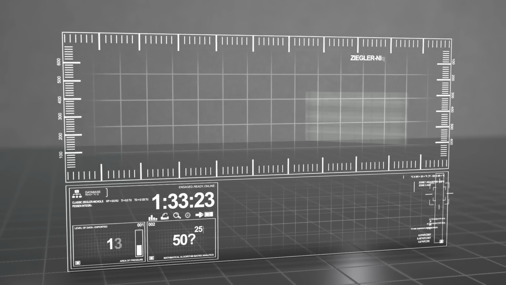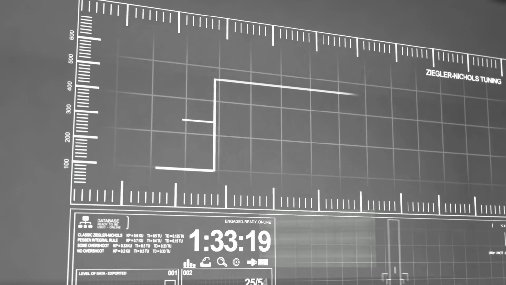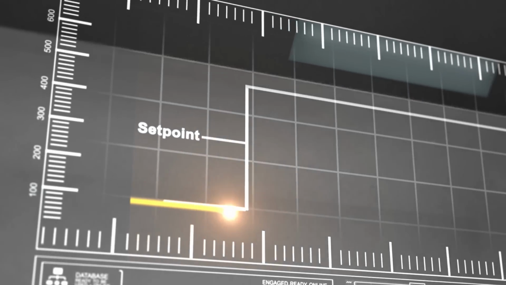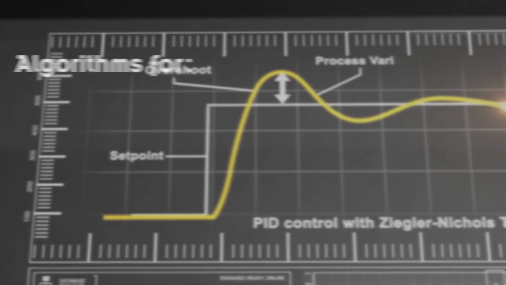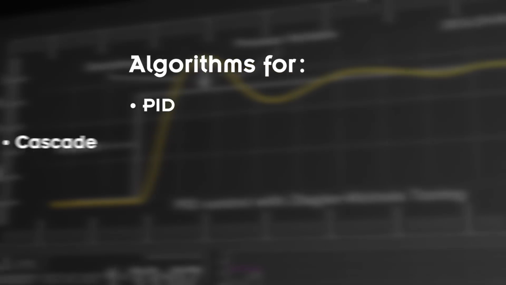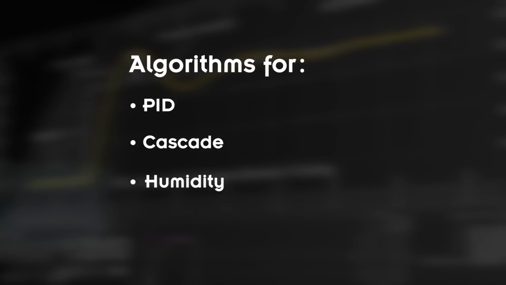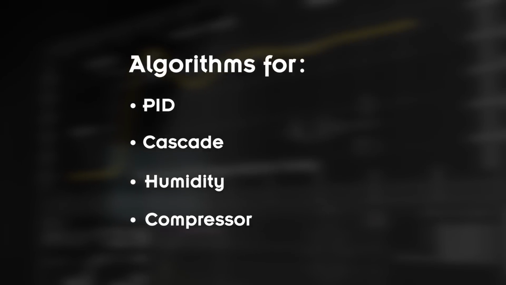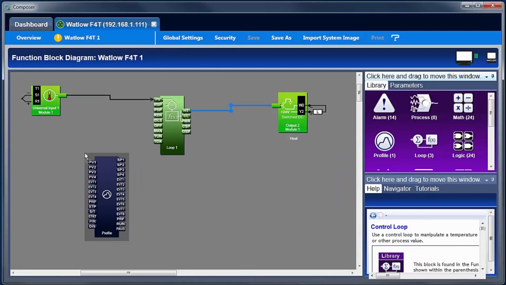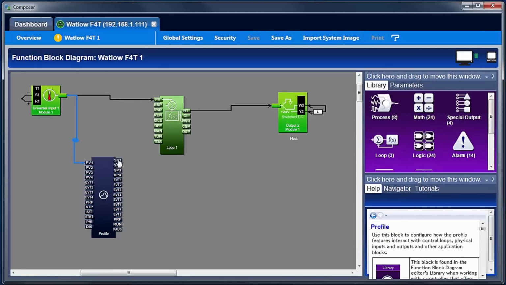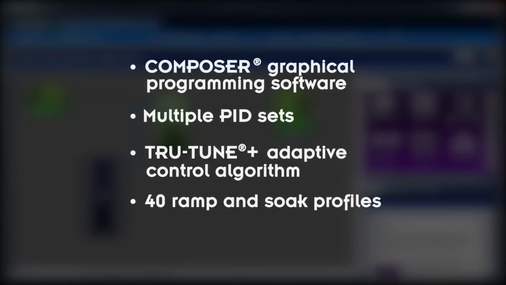The F4T enables total process and machine control through Watlow's robust array of advanced features, including algorithms for PID, cascade, humidity, compressor control, and more. Composer graphical programming software, multiple PID sets, True Tune adaptive control algorithm, and 40 ramp and soak profiles.